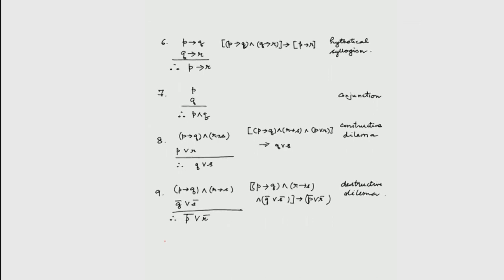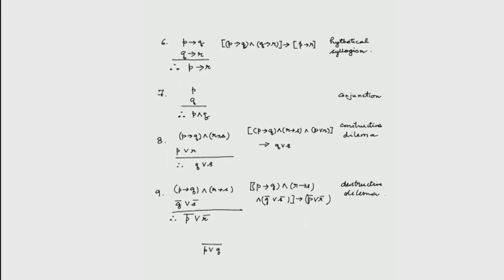And finally, there are some equivalences which are very important. One is De Morgan's law, which states that given any two propositions P and Q, negation of P or Q is equivalent to negation of P and negation of Q, and negation of P and Q is equivalent to negation of P or negation of Q. These together are called De Morgan's laws.